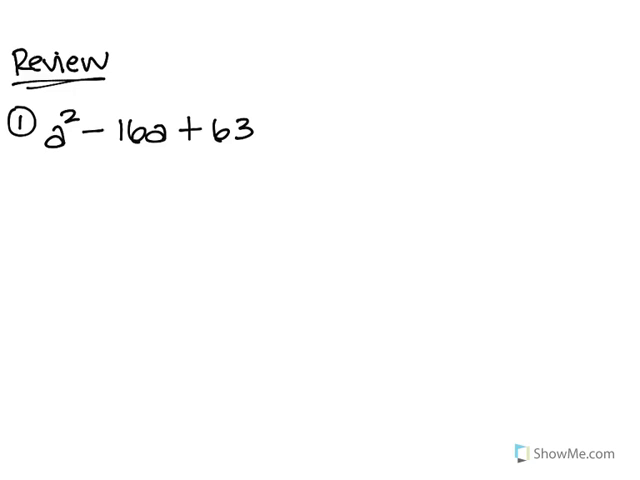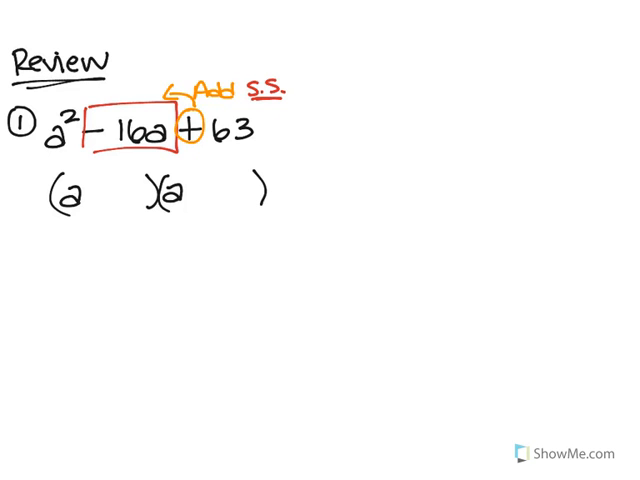All right, this is our review for test 3 on factoring. So number 1, we have a squared minus 16a plus 63. Our ultimate goal is to get a negative 16a, and we are adding to do so. And keep in mind when we add, we have the same sign. So we're going to do our 2 parentheses. I'm going to put a at the front of both.